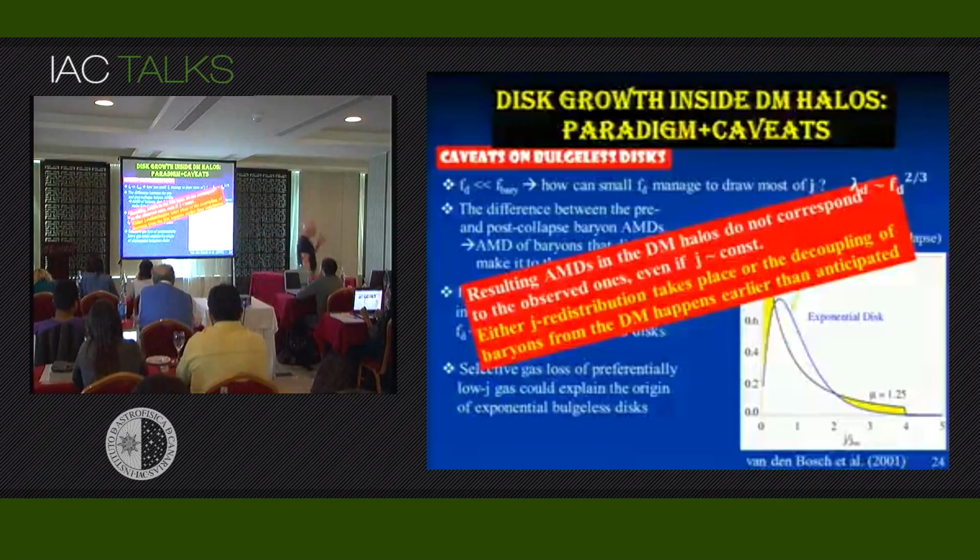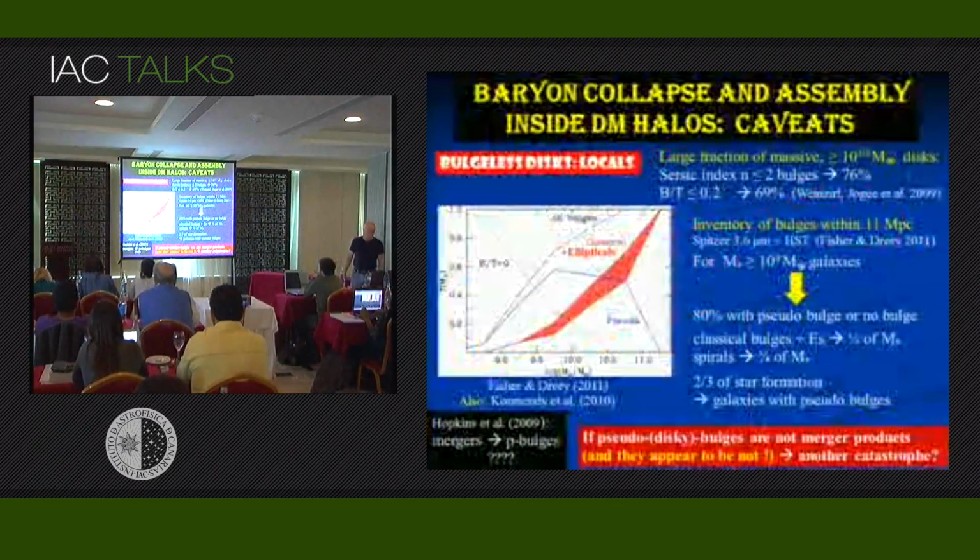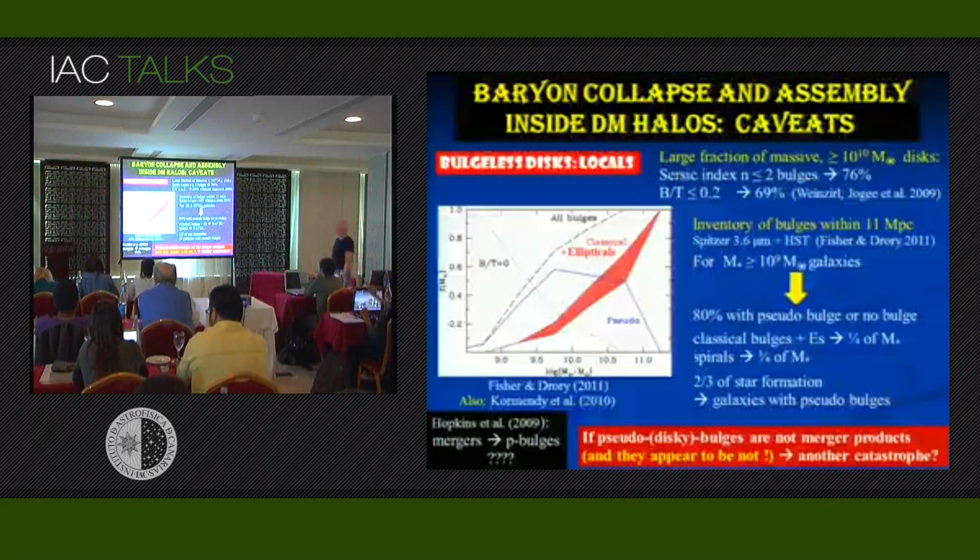And so either there was some angular momentum redistribution among the baryons as they collapse, or the decoupling between the baryons and dark matter happened before they started to move into the halos. And there are some ideas about this, but there is no resolution.